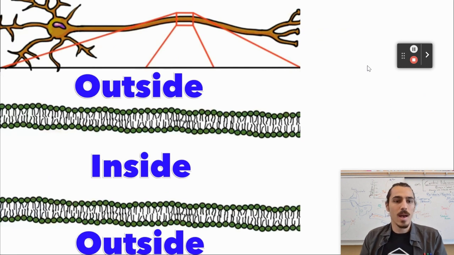Hello, jump cut. On the actual axon itself, let's see, this is the outside of the axon, this is the inside of the axon, this is the outside of the axon.